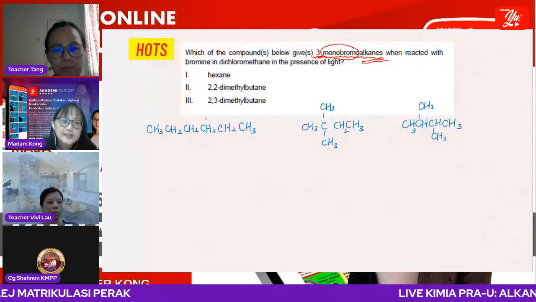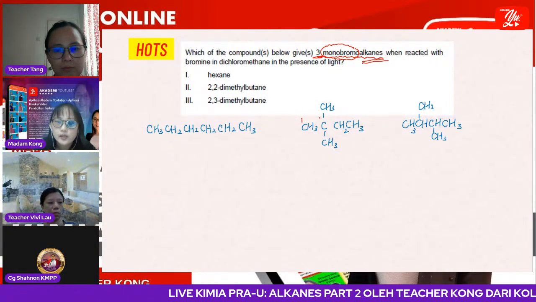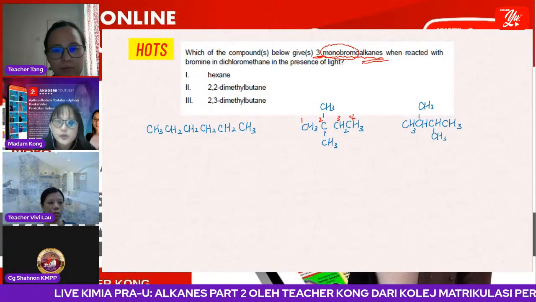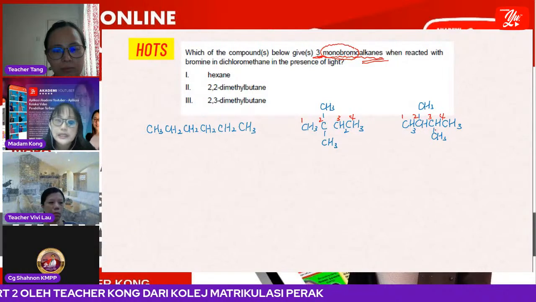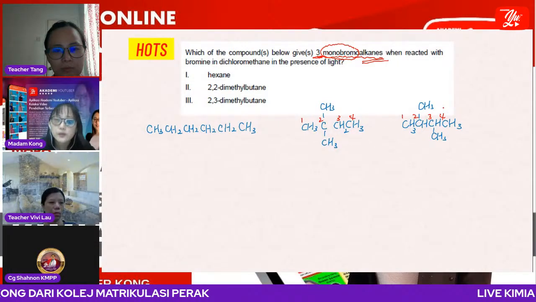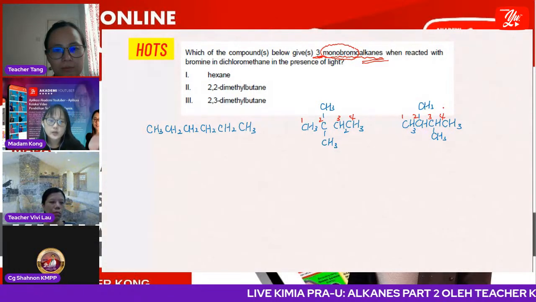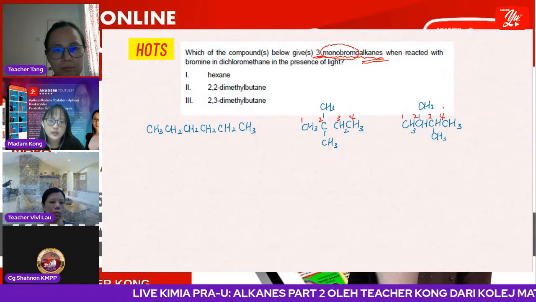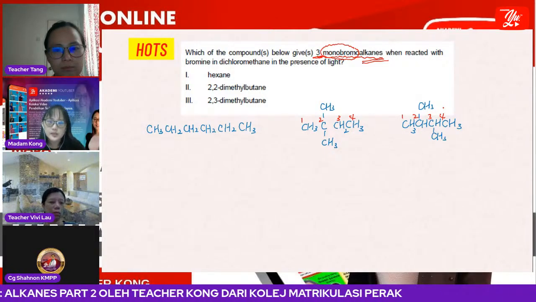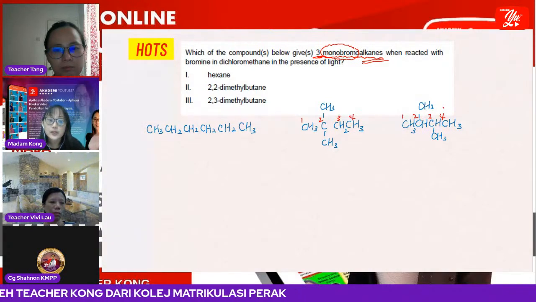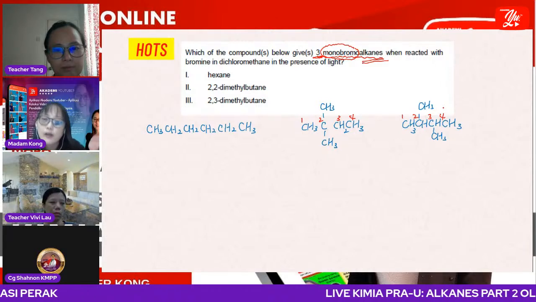So this one is hexane with 6 carbon straight chain. 1, 2, 3, 4, 4 carbon. 1, 2, 3, 4, 4 carbon. 2,2-dimethylbutane. 1, 2, 3, 4. 2,3-dimethylbutane. So you have to check. When bromine in inert solvent reacts with this alkane, what are the possibilities for the alkane to substitute? What is the possibility for the bromine atom to be substituted into this alkane compound?